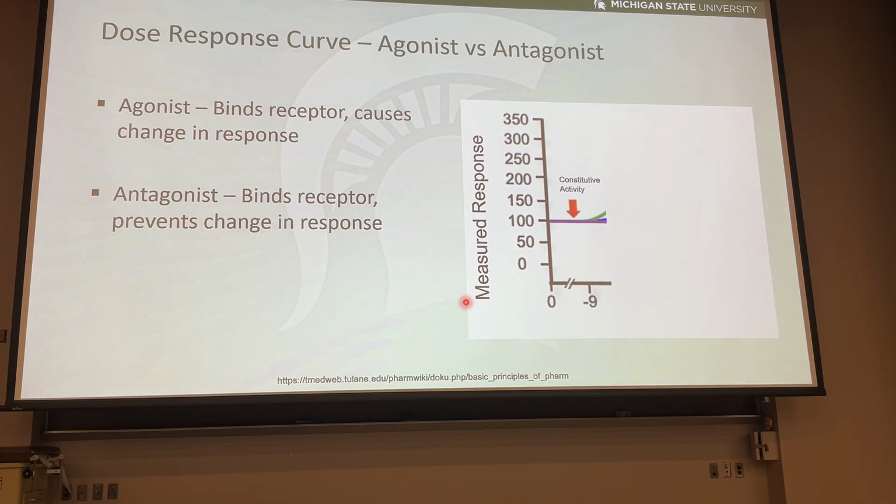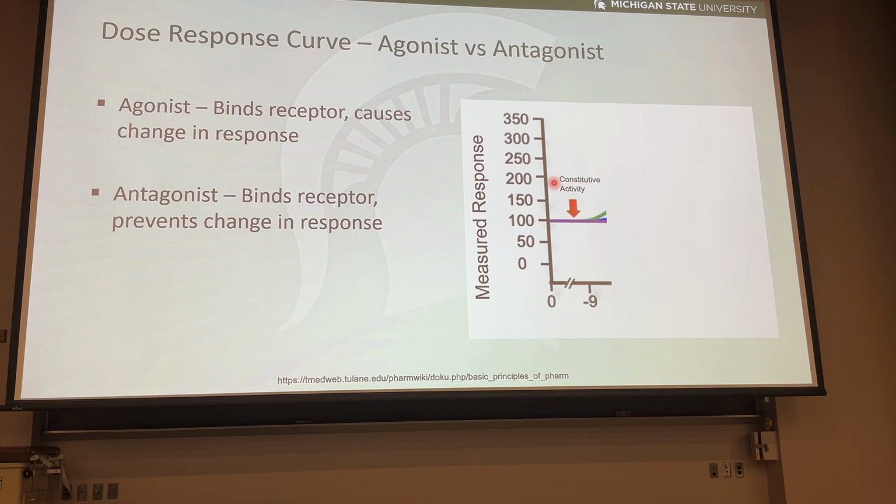Now let's get into actual agonist-antagonist analysis. Said before, agonist binds receptor, causes a change in response, activating the receptor. Antagonist binds to a receptor, prevents a change in response. Okay, so all receptors have a certain amount of activity even when they're unbound from a drug or any sort of ligand that binds to them. All right, that's what's known as the constitutive activity of a receptor. The background level of activity or basal activity of a receptor.